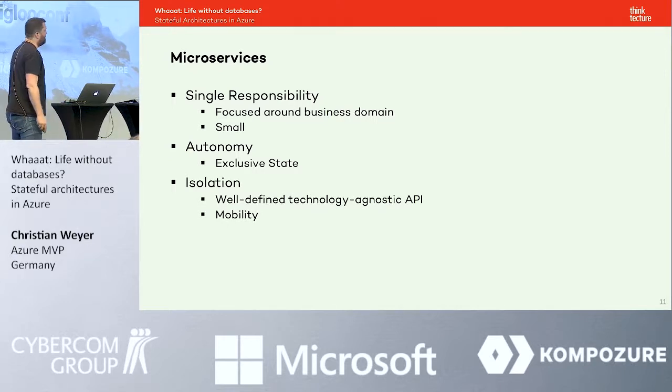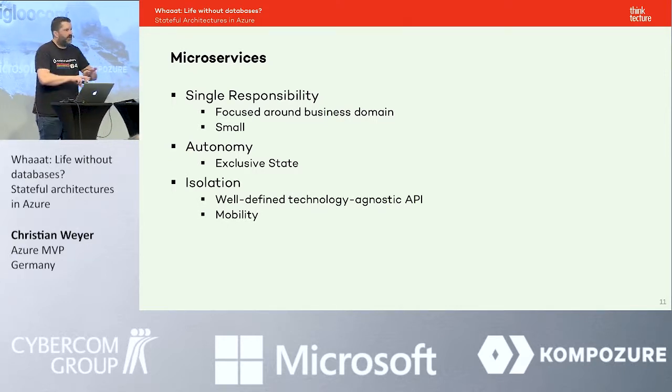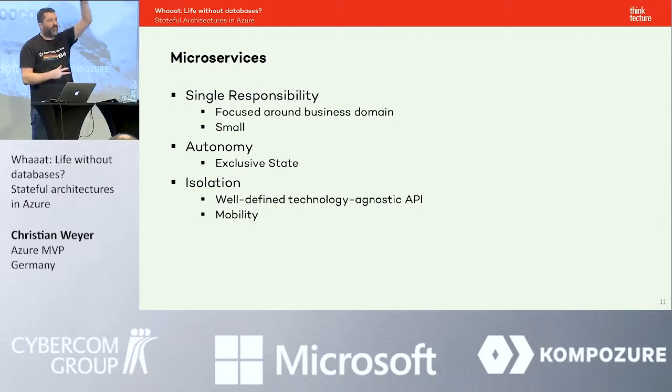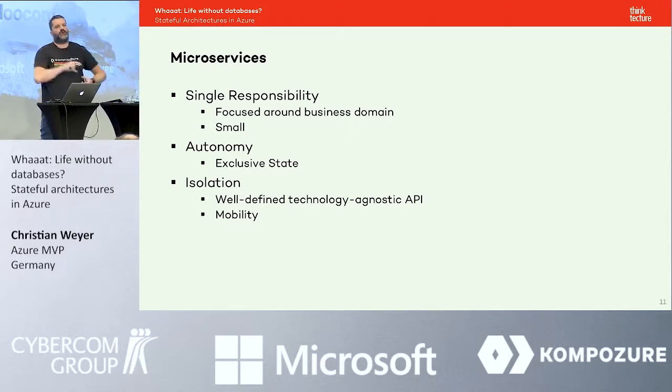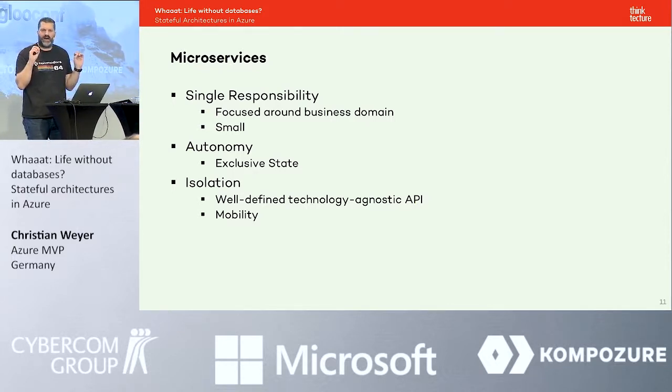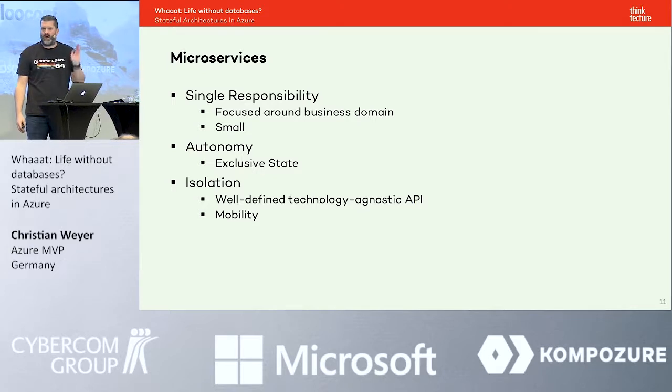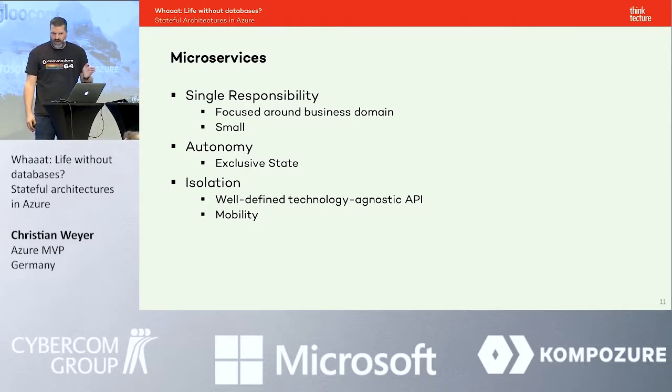Then, of course, they need to be isolated. That means they need to be isolated, but still we need to talk to them. They need to talk to other microservices. That means we need to have a technology-agnostic but well-defined API. An API does not have to be HTTP, HTTPS, web, REST, whatever you call it today, API. It also could be just a file share. It also could be just a message queue, right? But it has to be a well-defined entry point, inbound and outbound.